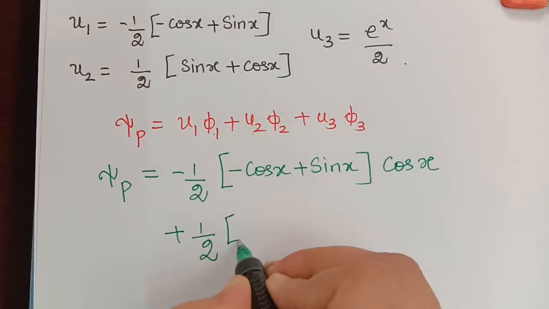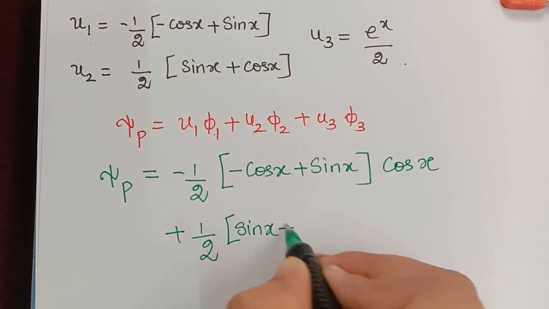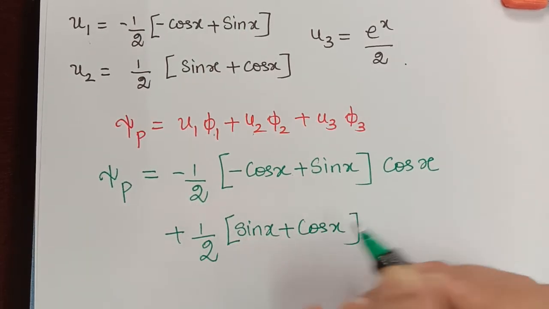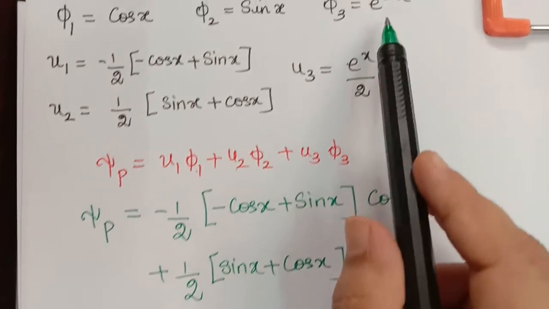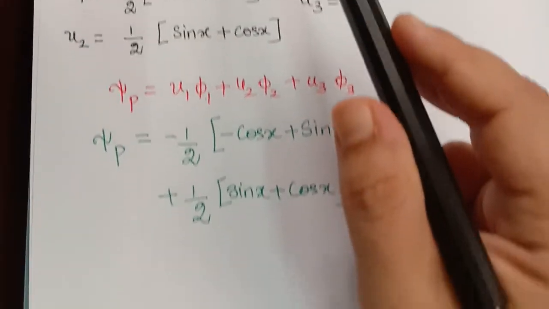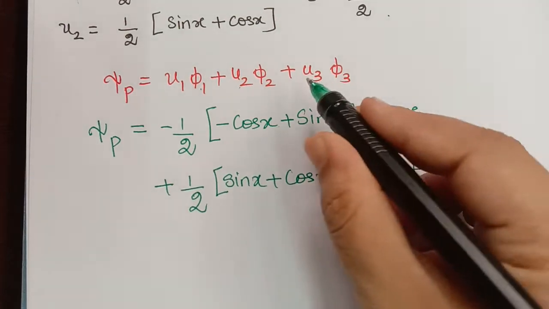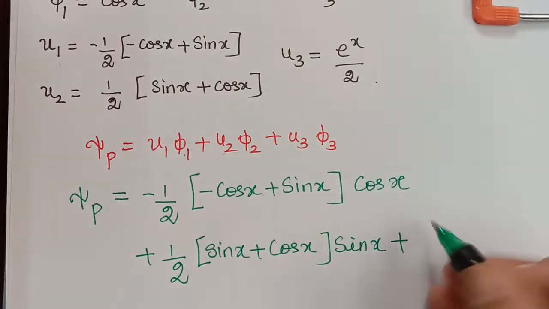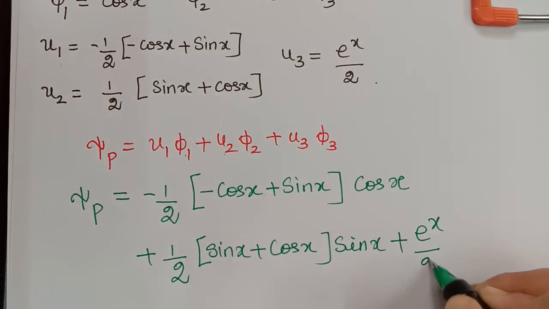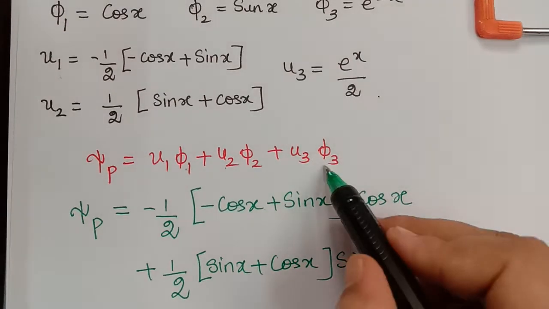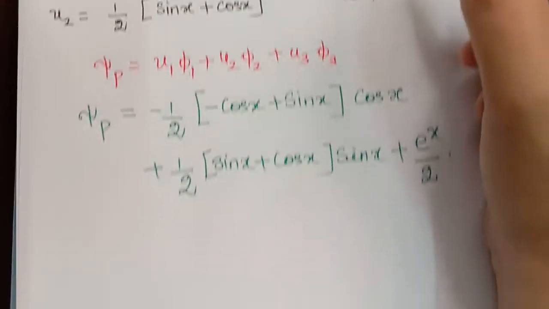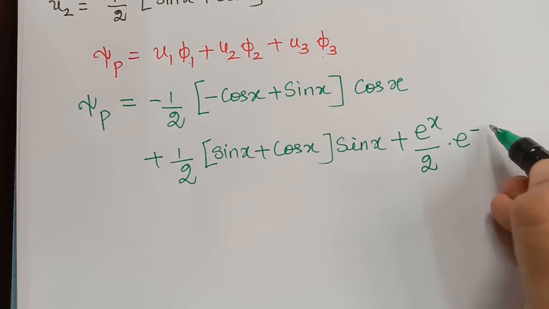1 by 2 times sin x plus cos x multiplied with phi 2. Phi 2 is here sin x. So multiplied with sin x plus u3. u3 is e power x by 2. So e power x divided by 2 multiplied with phi 3, which is e power minus x. So e power minus x.